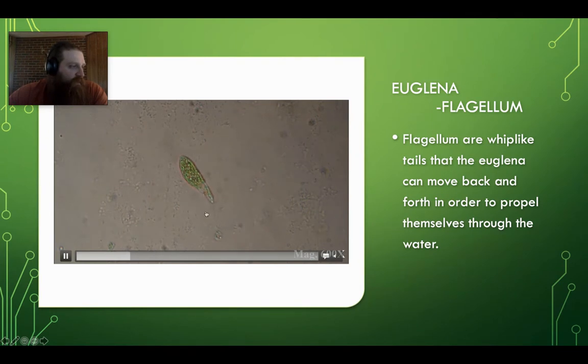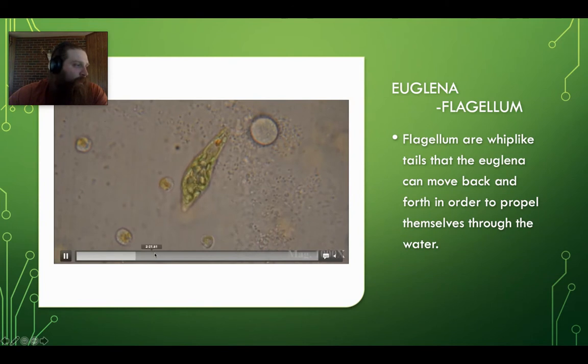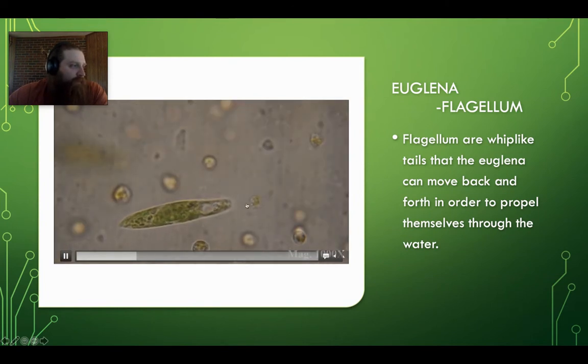Here you can see the whip-like tail. It actually has two flagella on the euglena. There's the eye spot we talked about a moment ago. It's got a pigment in there that detects light. And hopefully down here at the bottom, we'll get lucky. We can see one of these. Yep, there we go. One of those flagella.